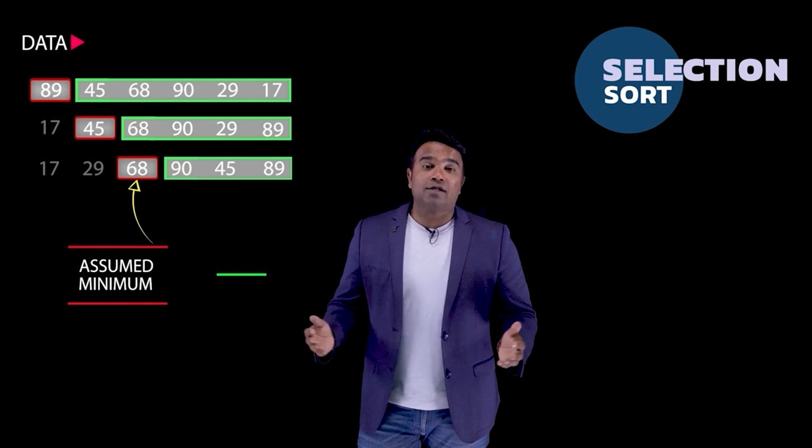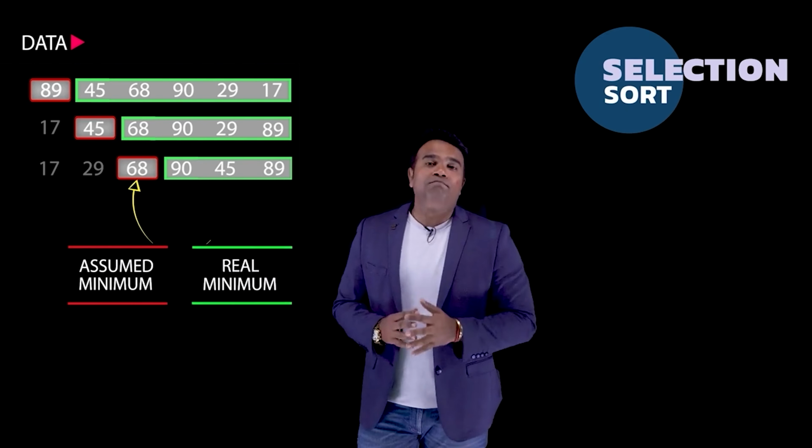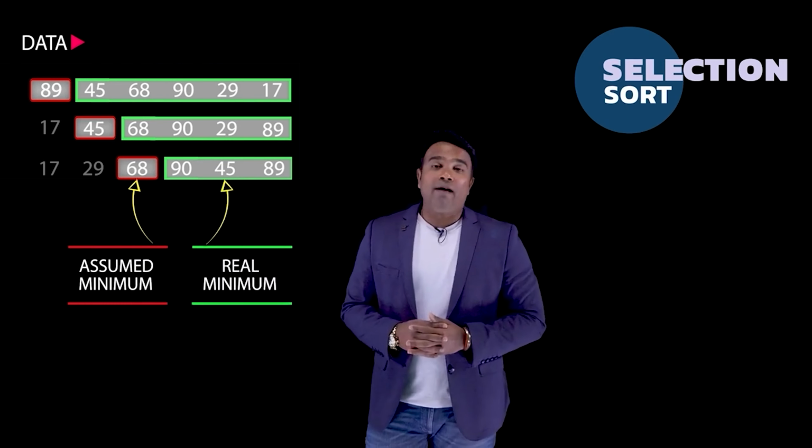After which, again I'll have to repeat the process by assuming the next element as my minimum element, in which case it happens to be 68. After which, again I'll have to scan the remaining portion of the array in search of the real minimum, and you know the real minimum happens to be 45, and then I will have to swap the assumed minimum with the real minimum, and the remaining elements would remain as they are.